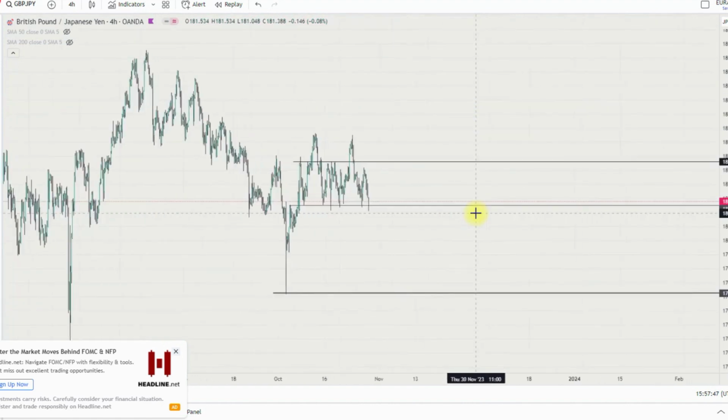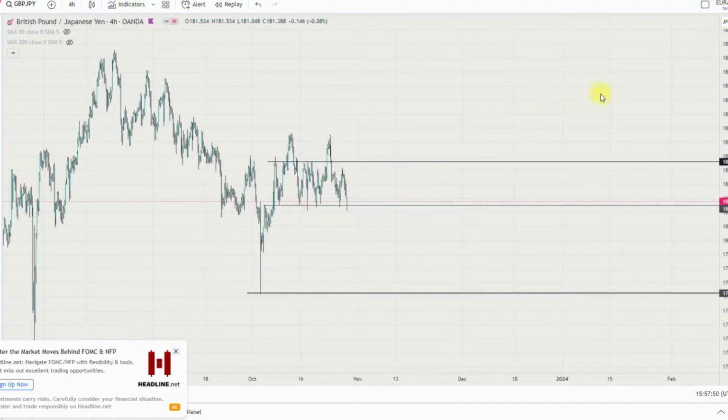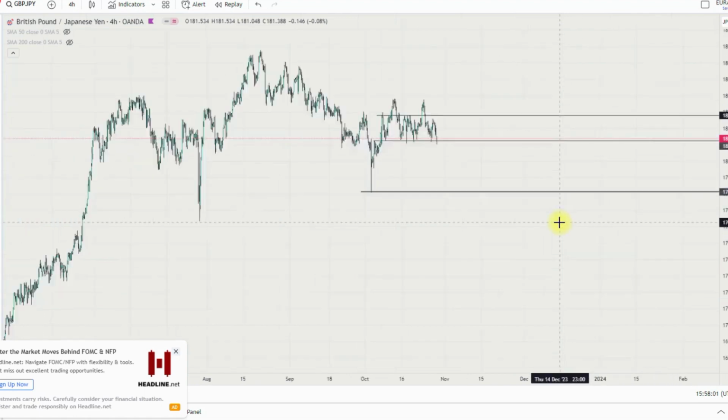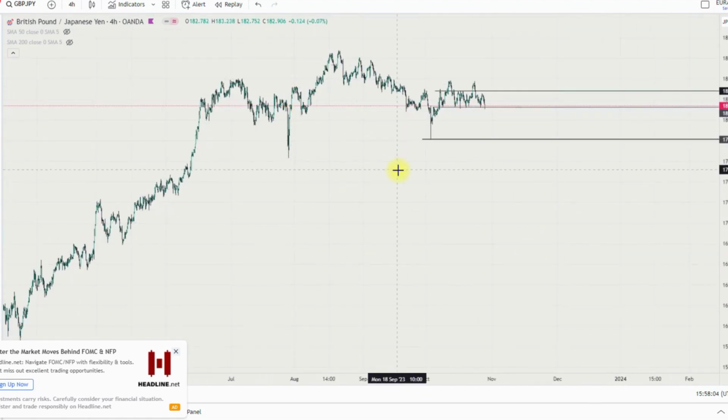Another thing is the old bias is to the upside, so the high probability should be for price to break to the upside. But let's see how it goes here, because we have so many fundamentals that will back GBP JPY up.